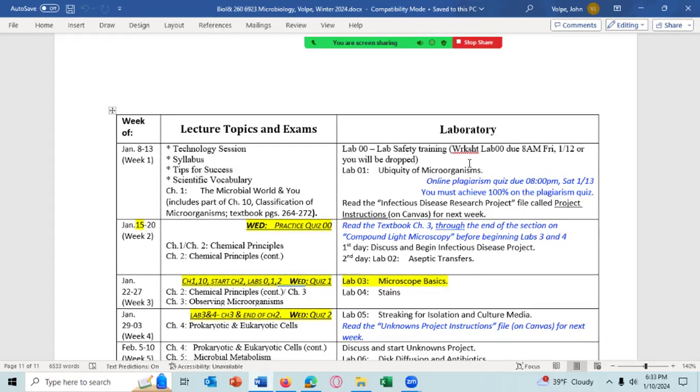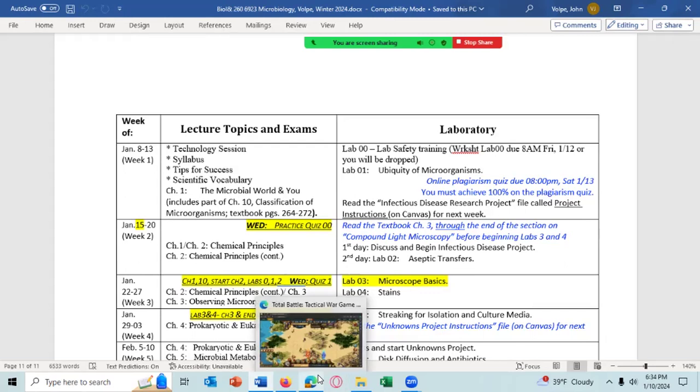You should also read about the infectious disease research project. You can find that under the project instructions on Canvas. Let me show you.